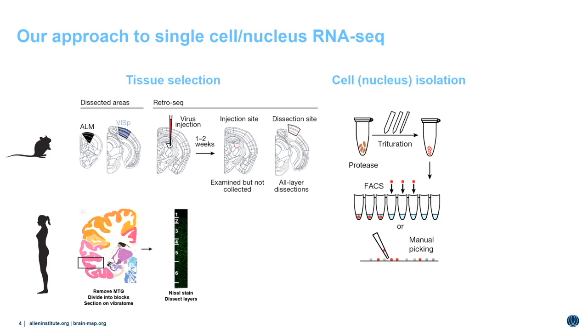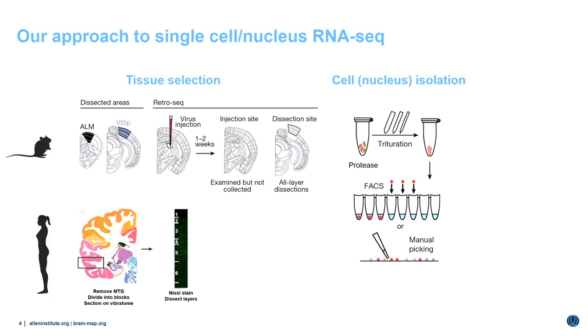What we do is we protease treat or triturate the sample to generate single cells. This is for cells, and for nuclei it's slightly different. We sort these individual cells or nuclei, single nucleus or single cell per well. We can also perform manual picking, especially if the population is really rare.